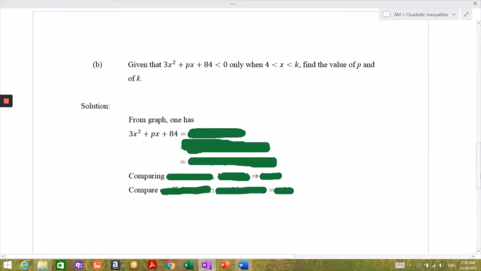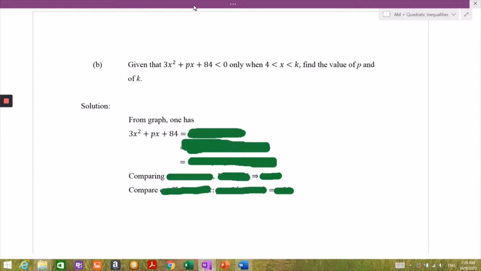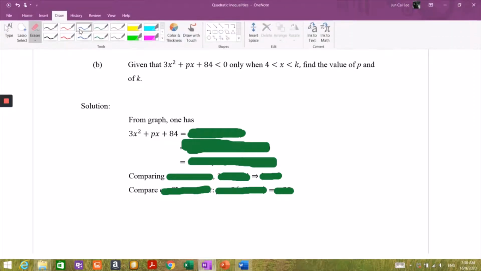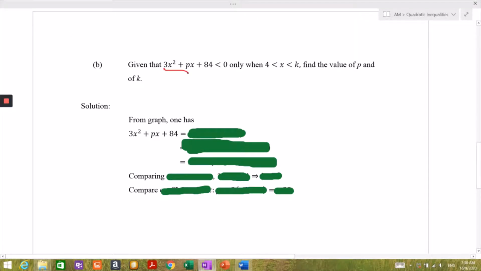Part B is actually a more rare kind of question, but it's not uncommon when it comes to school exams. This is where you have to work backwards. So now we are told that you have a quadratic expression, and this expression is less than 0 only when x is between 4 and k. Well, how do you find your unknowns p and k over here?